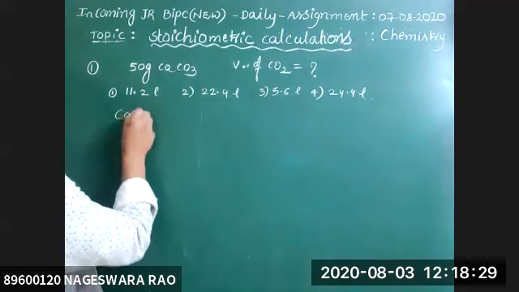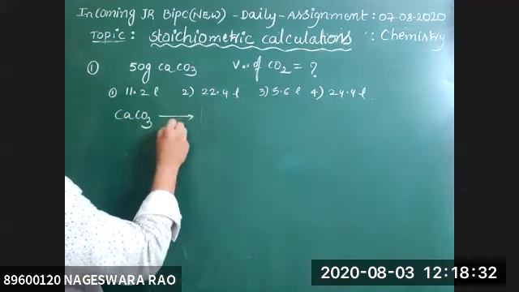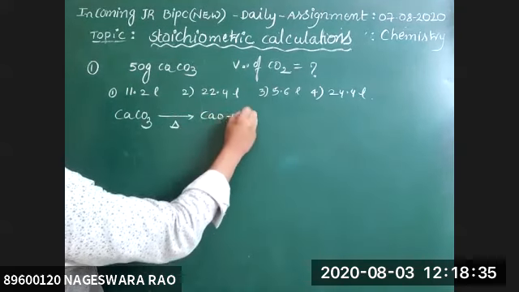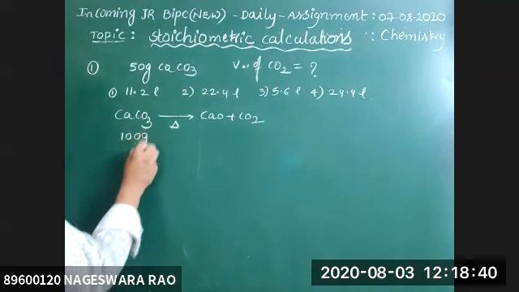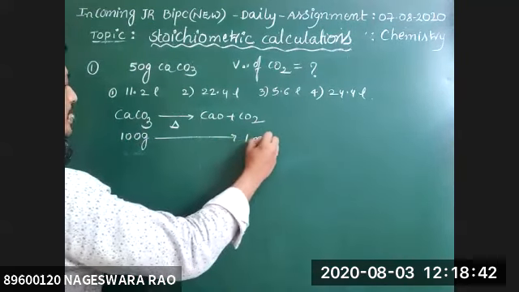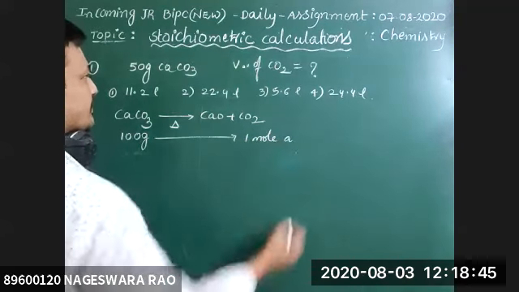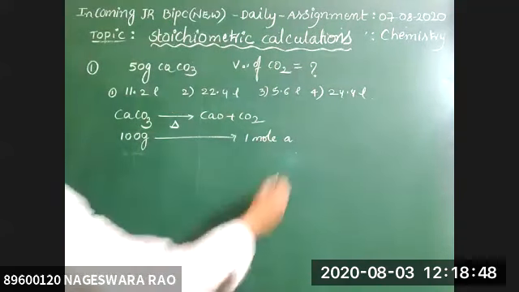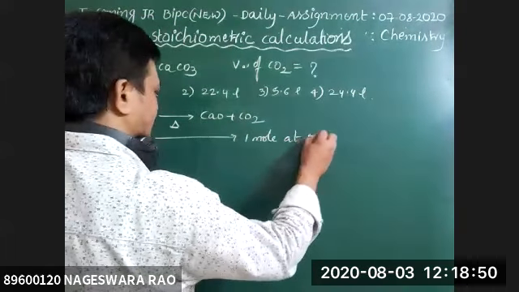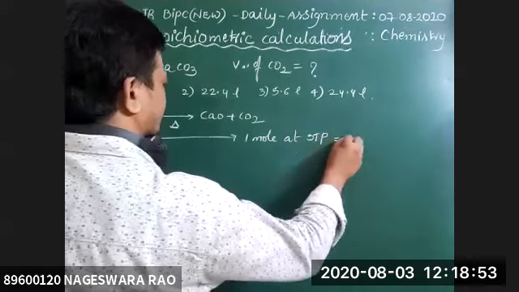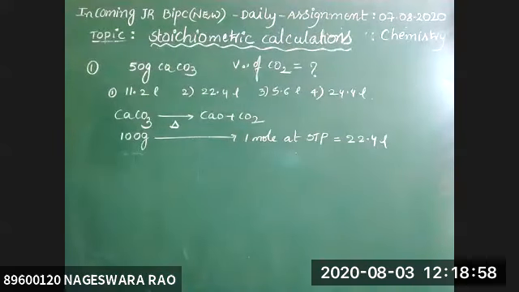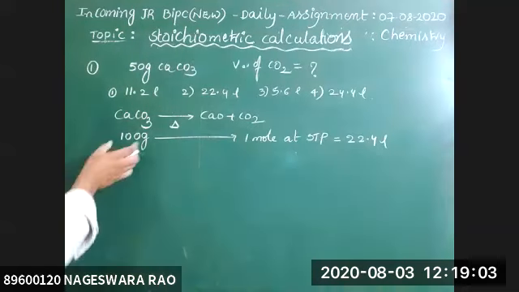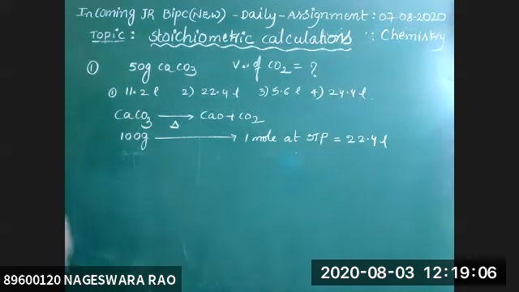CaCO3 decomposes to form CaO plus CO2. According to the equation, 100 grams gives 1 mole of CO2. 1 mole of CO2 at STP conditions is 22.4 liters. 1 mole of any gas occupies 22.4 liters. So 100 grams gives 22.4 liters of CO2.